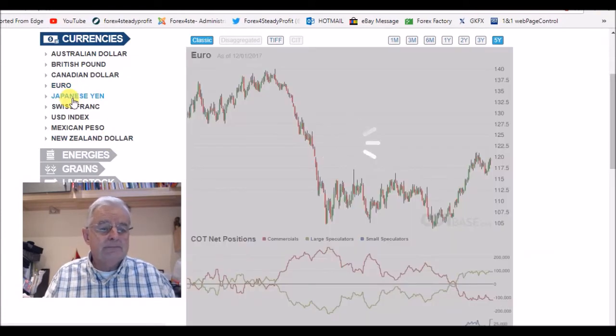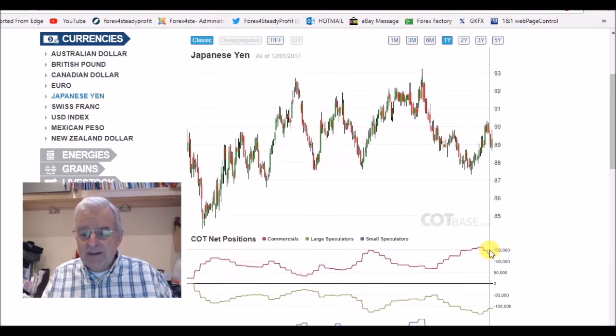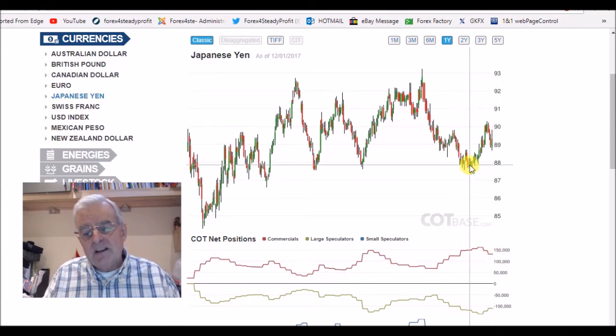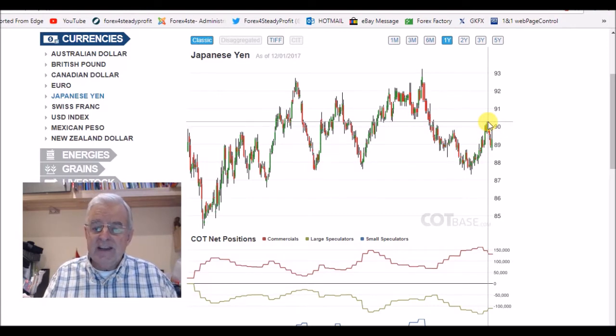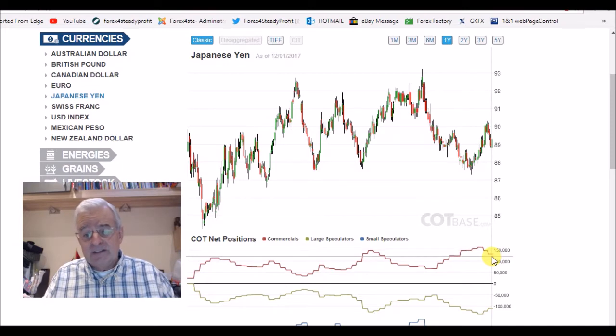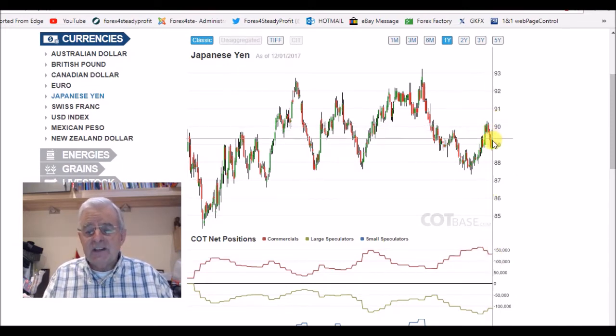Japanese yen. We're still at a fairly bullish extreme. We've seen the price go higher for the yen. We've pulled back a little bit, and I'm expecting the price really to carry on up. So we'll see how that goes.